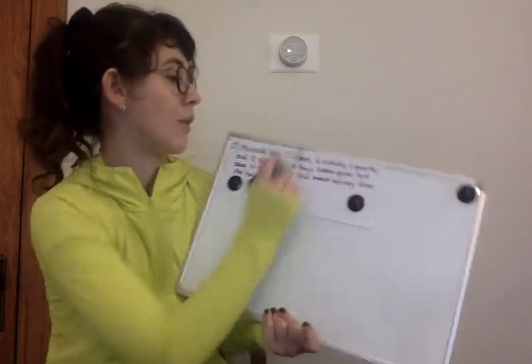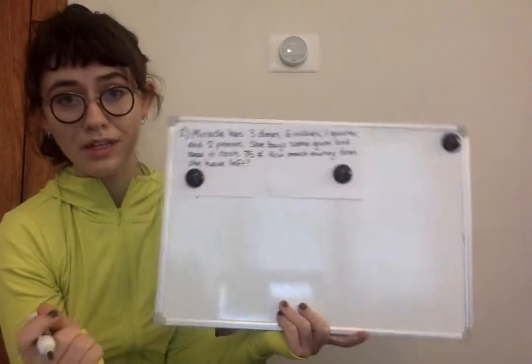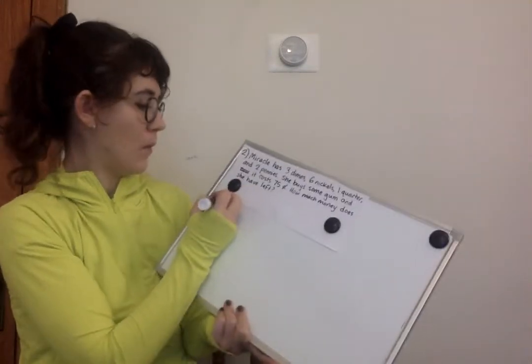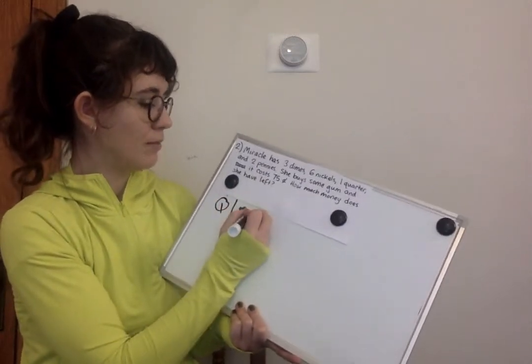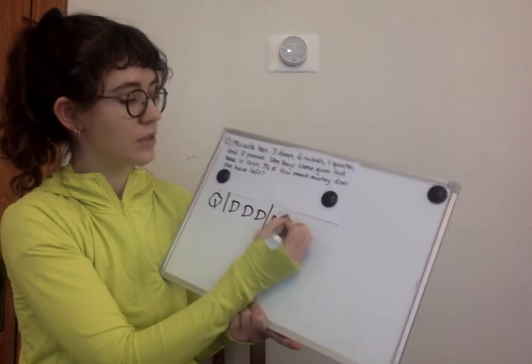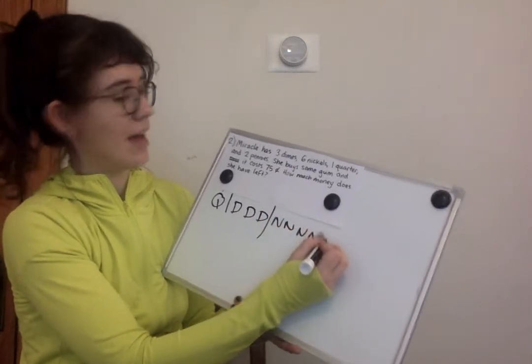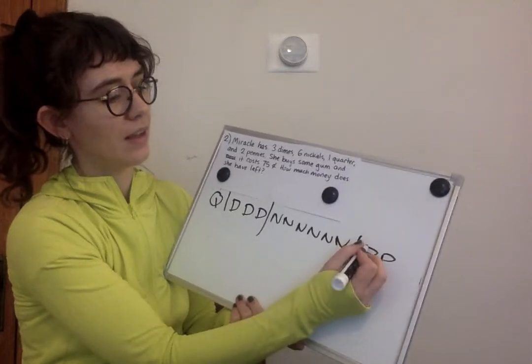So she started off with 3 dimes, 6 nickels, 1 quarter, and 2 pennies. Starting with the quarter because the quarter is worth the most. So we're going to start with that 1 quarter. Then we're doing dimes. So there's 3 dimes. 1, 2, 3. 6 nickels. 1, 2, 3, 4, 5, 6. And 2 pennies.